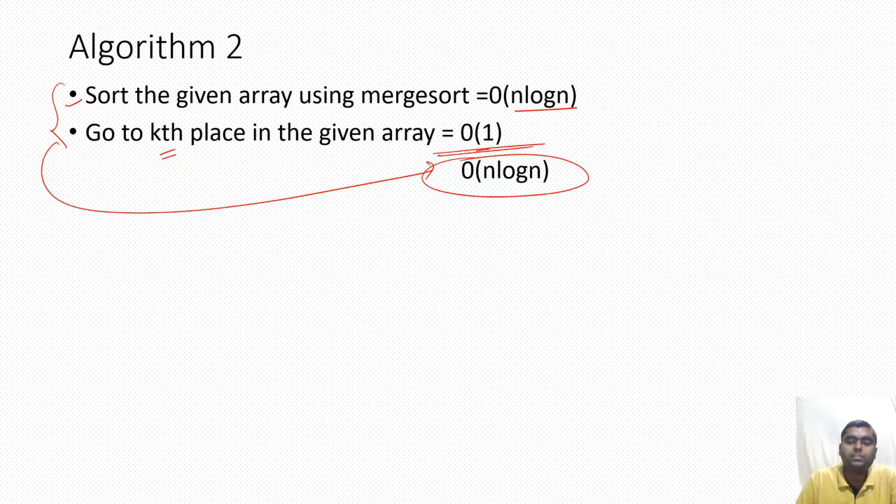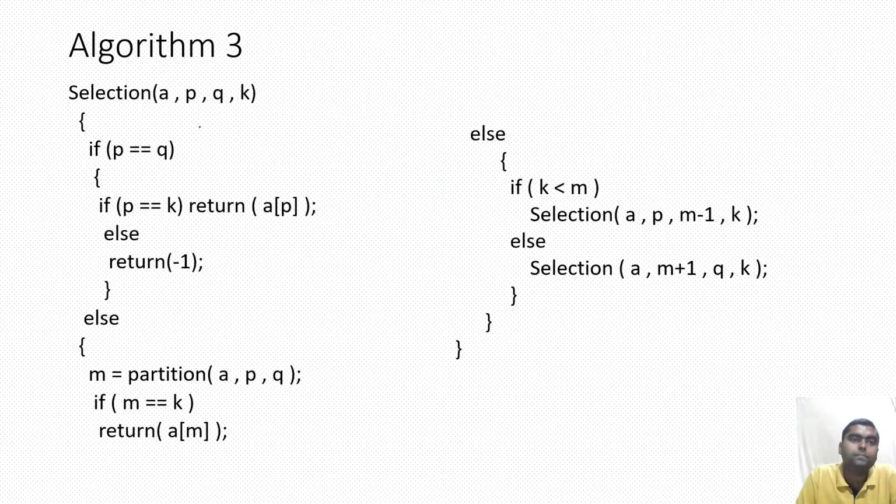Now let us see one more technique which can be used here. This is the selection procedure. Ultimately we are using the partition algorithm inside. A is given, where A is the array, this is the start index of the array, this is the last index of the array, and this is the kth smallest element.